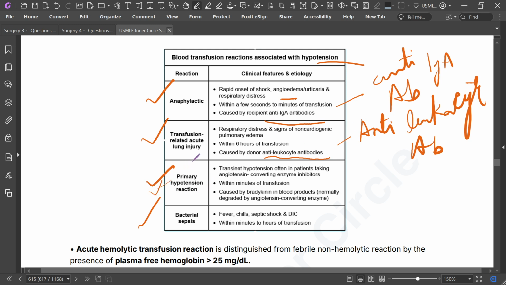And the primary hypotension reaction: transient hypotension, often in patients taking angiotensin-converting enzyme inhibitors, within minutes of transfusion, caused by bradykinin, which is normally degraded by angiotensin-converting enzyme. And in bacterial sepsis, there may be fever, chills, septic shock, and DIC within minutes to hours of the transfusion.